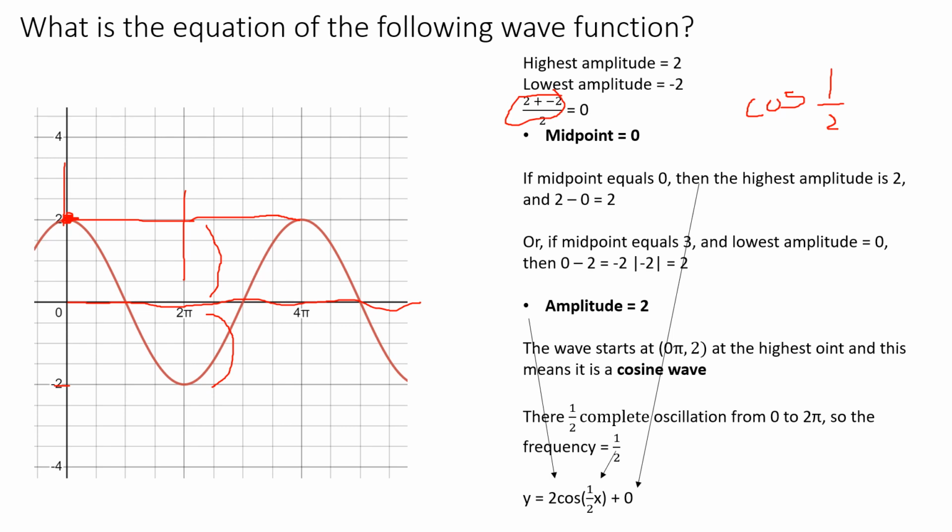So that's going to be 2 in front of it. And really, I didn't move it up or down at all. It's starting at the origin. So it's going to be plus, there should be an x there, plus 0. And you don't have to put plus 0. But this is the equation: y equals 2 cosine 1/2 x plus 0. There's my amplitude. There is where the midpoint is. And this is my oscillations right here.